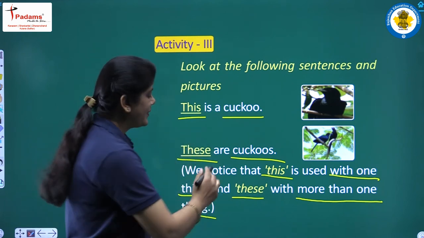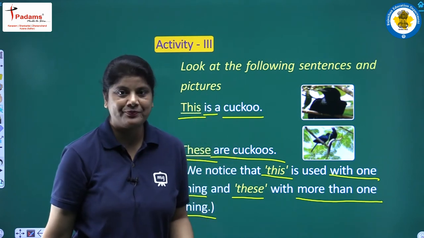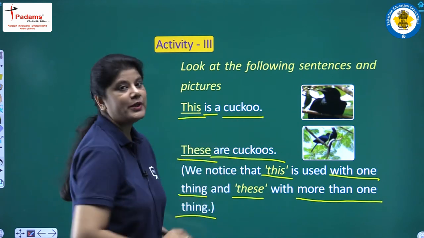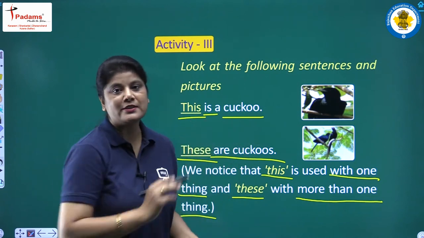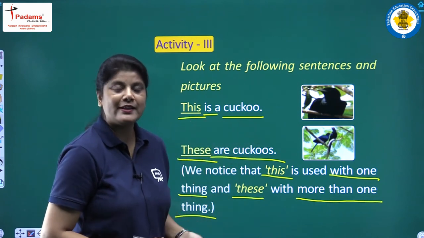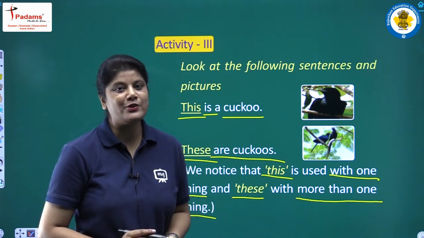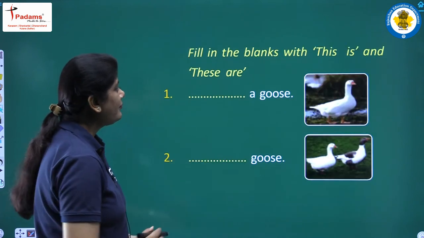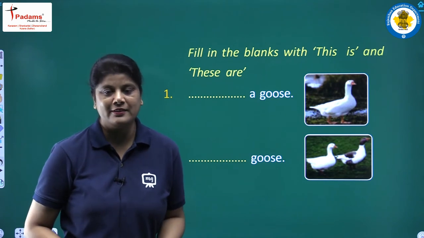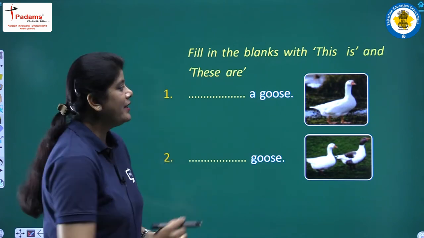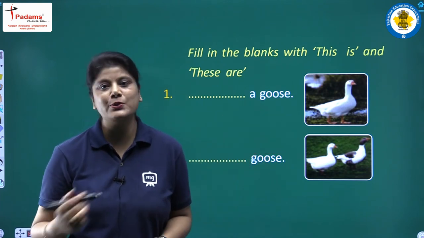And the helping verb is are. And in this, the helping verb is is. This is a cuckoo. It is used for one thing. And these are cuckoos, plural form. It is used for more than one thing. Okay students, now you understand it. Now fill in the blanks with this is and these are. Now what will we do? Now we will look at the pictures and use this is and these are.